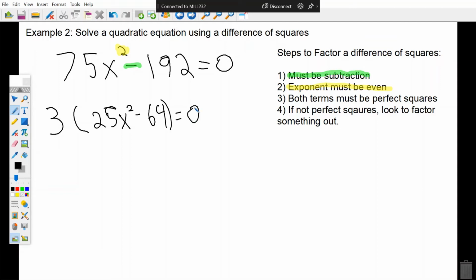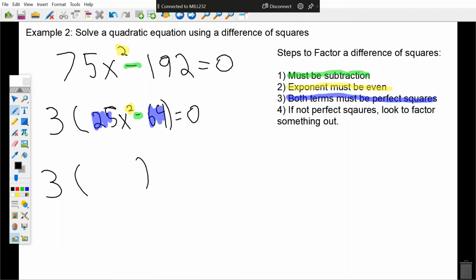Now let's examine what's in the brackets once again. Our exponent's even, that's good. We have subtraction, which is good. And now both of these, 25 and 64, are perfect squares. Now we can do what's called a difference of squares factoring. And here's what it looks like. The 3 is just out there. He just hangs out. He doesn't do anything else for the rest of the question.